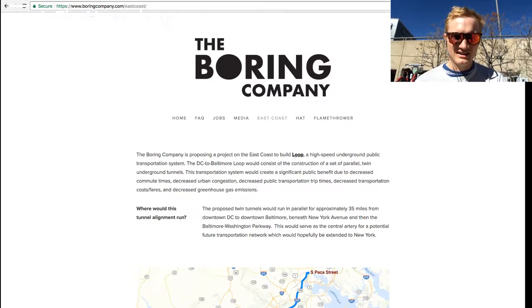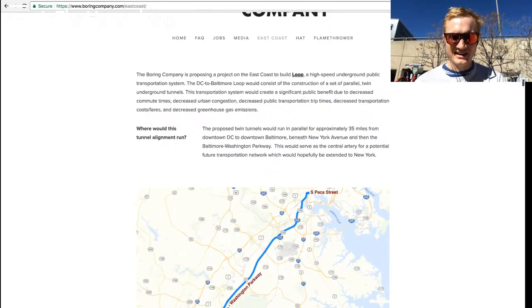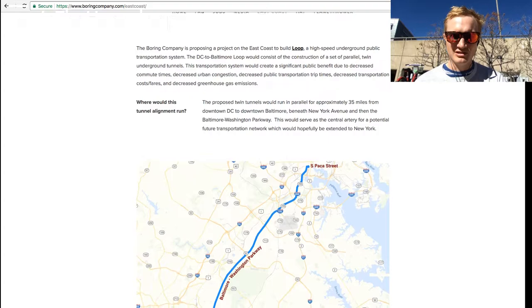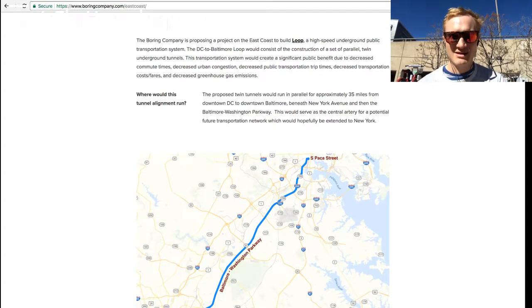Basically, they added a new tab, East Coast, and they go into detail about their DC to Baltimore loop, which again is not classic Hyperloop. This is just skates with 6 to 18 people on each pod, going about 125 to 150 miles an hour.